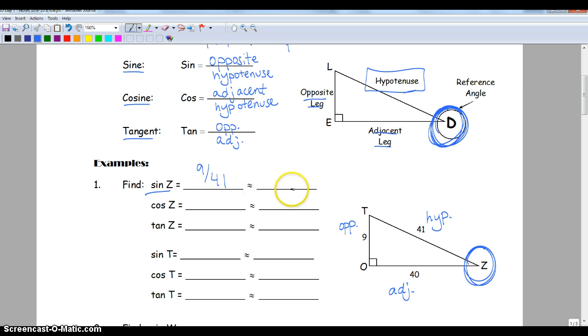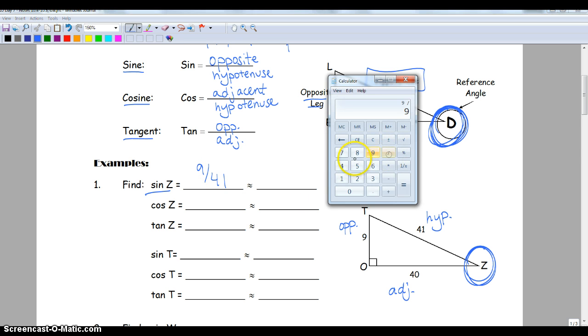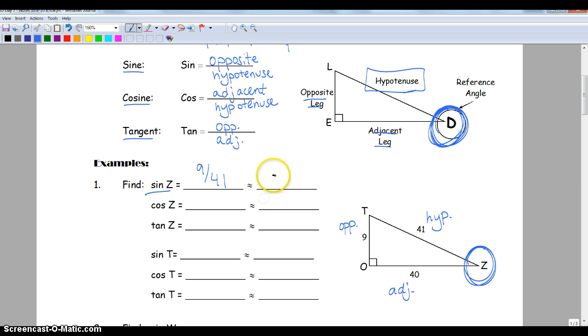You're going to write it as a fraction and then as a decimal. So now we're going to do 9 divided by 41 on our calculators. We will round to 4 numbers after the decimal. So it's 0.2195.